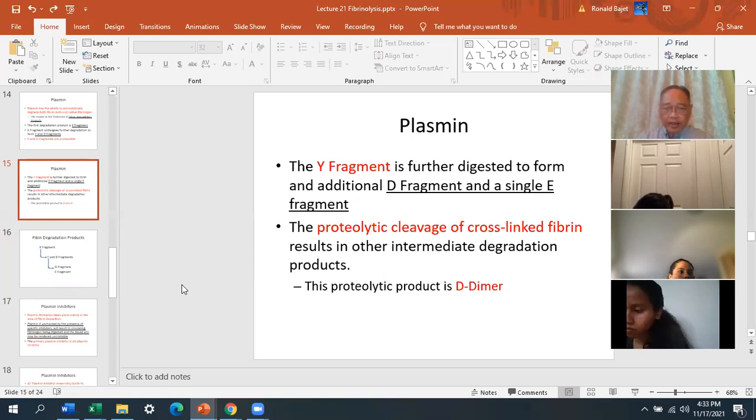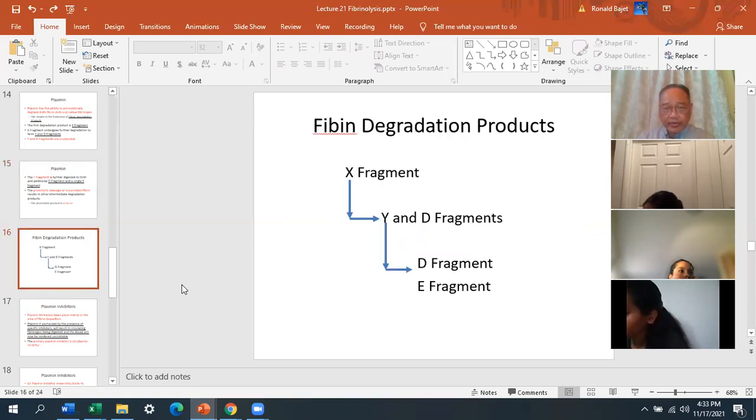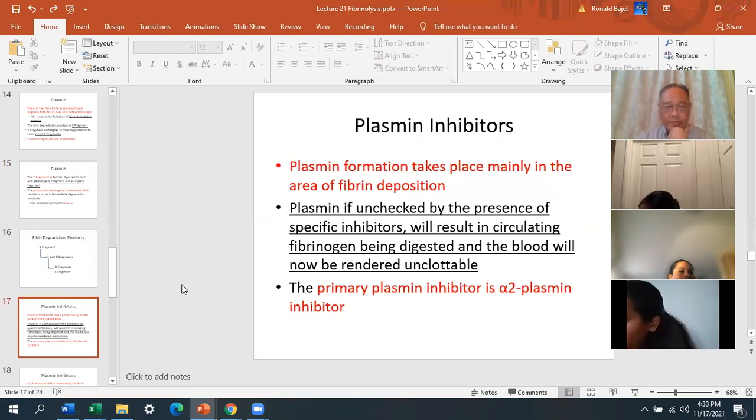D dimer. The proteolytic cleavage of the cross-linked fibrin results in other intermediate degradation products, and this proteolytic product is called D dimer. So you've got your D and E fragments formed from your Y, and your Y and D fragments formed from your X fragment. Okay, plasmin inhibitors.